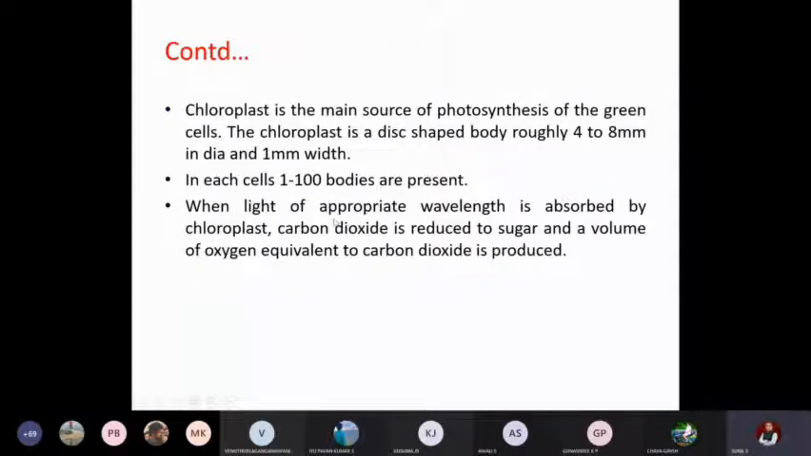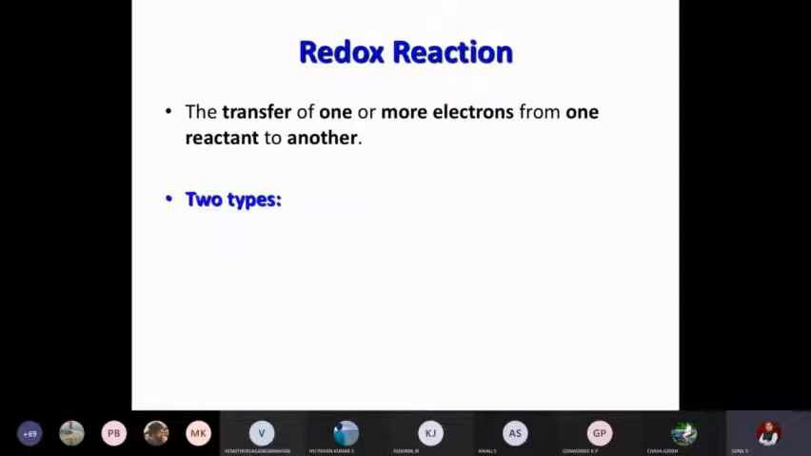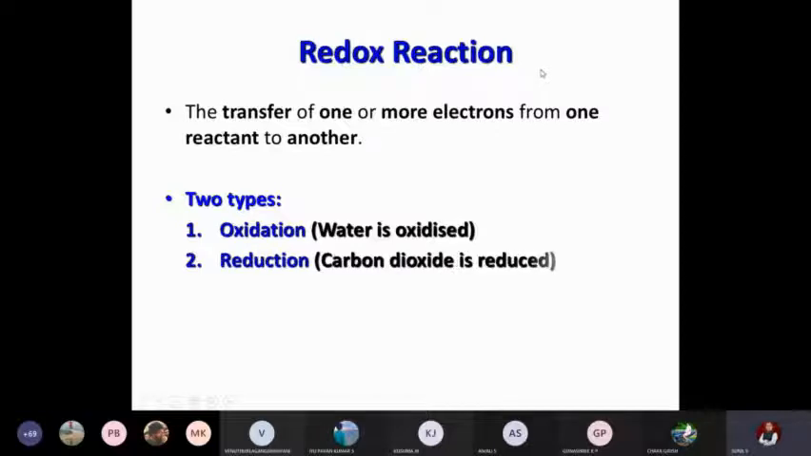So when light of appropriate wavelengths falls on this chloroplast, carbon dioxide will be reduced to a sugar and an equivalent volume of oxygen will be released to the atmosphere. How the reaction takes place is called the redox reaction: the transfer of one or more electrons from one reactant to another. It is the combination of reduction and oxidation reactions. First oxidation takes place, next the reduction, so in short form it is called a redox reaction. In oxidation, water is oxidized, and in reduction, carbon dioxide is reduced.